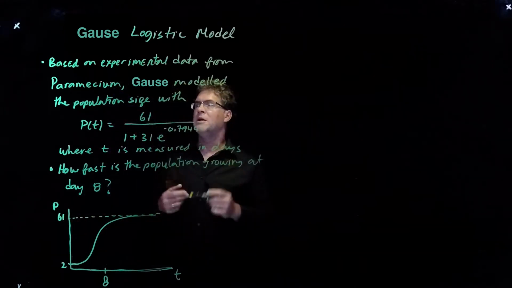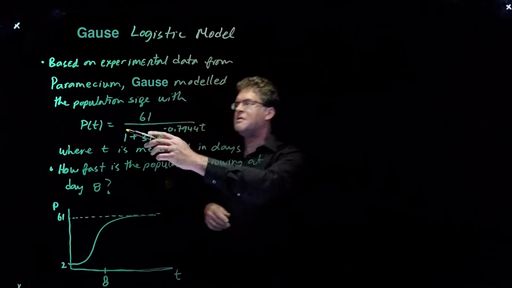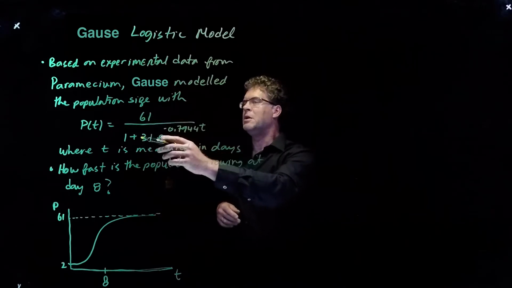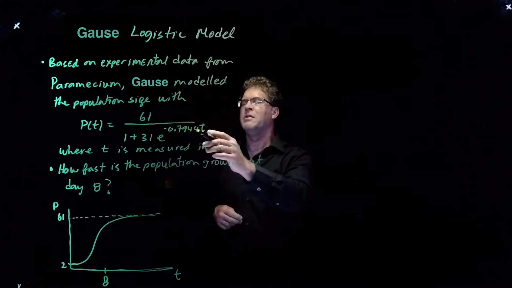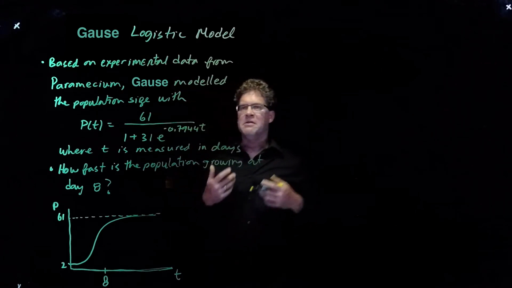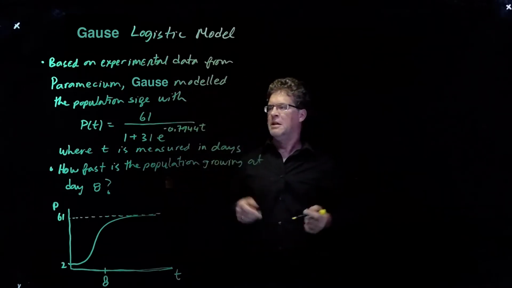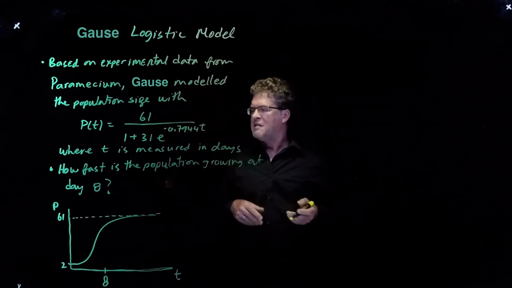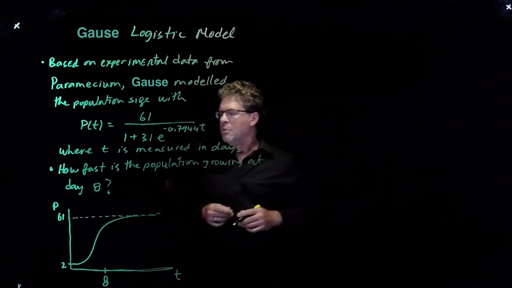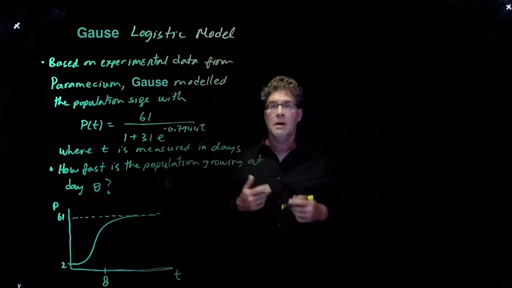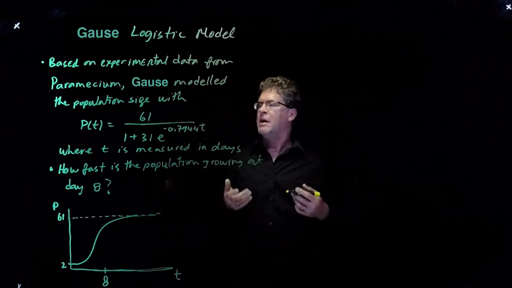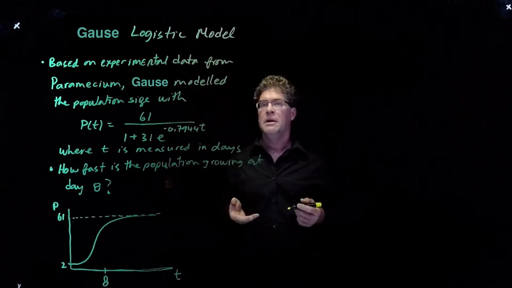And so his formula for the population growth is given here. P of t is 61 divided by 1 plus 31 e to the minus 0.7944 t. This was fitted to the biological data that he collected. It's a perfect saturating curve, but it's nice because it's got this S shape. And so we're asked to determine how fast the population would be growing at day 8.